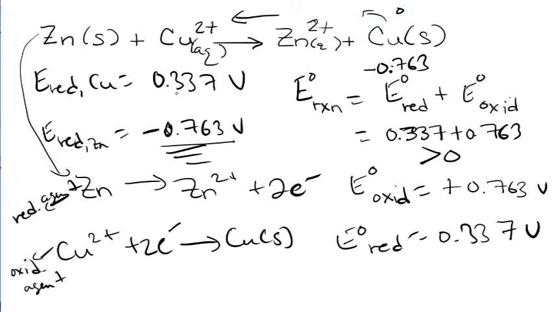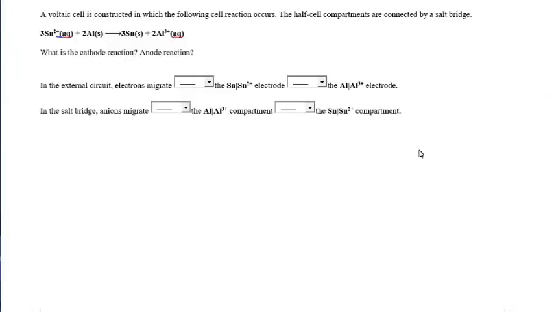In that case, this will flip sign and become negative. So you're going to have negative 0.337. So essentially, if you want to reverse the direction, you just flip the sign of the potential for the reaction that you found earlier. So notice that this is going to be less than 0 and therefore is not favorable.